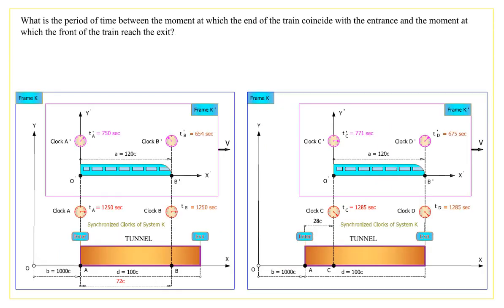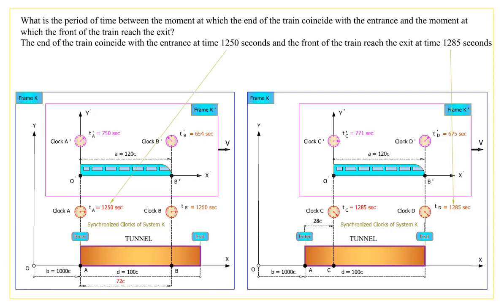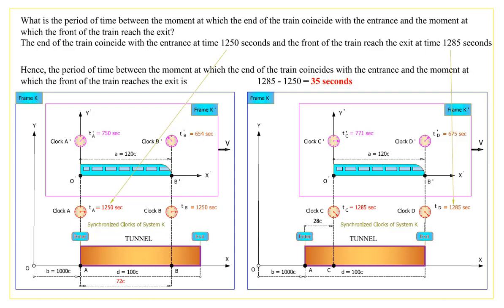What is the period of time between the moment at which the end of the train coincides with the entrance and the moment at which the front of the train reaches the exit? The end of the train coincides with the entrance at time 1250 seconds and the front of the train reaches the exit at time 1285 seconds. Hence, the time interval between the moment at which the end of the train coincides with the entrance and the moment at which the front of the train reaches the exit is 1285 minus 1250 equals 35 seconds.